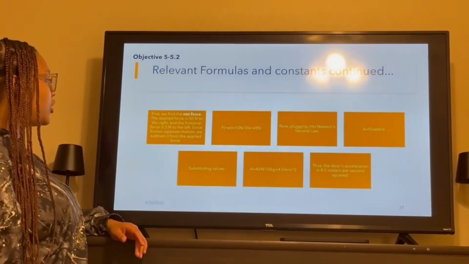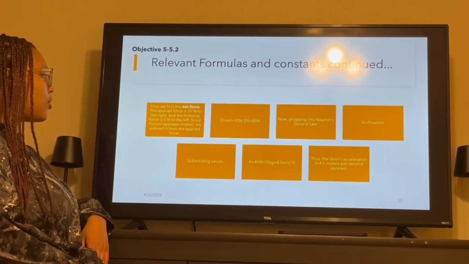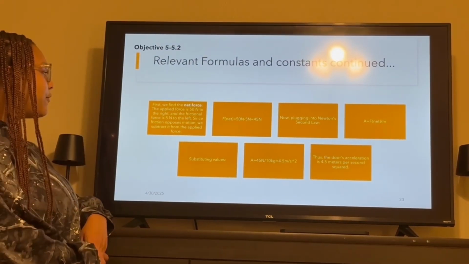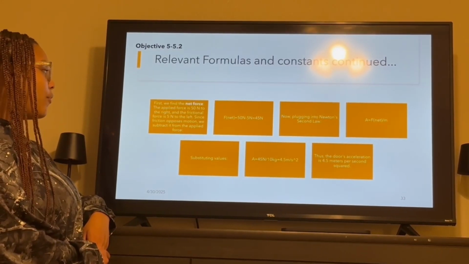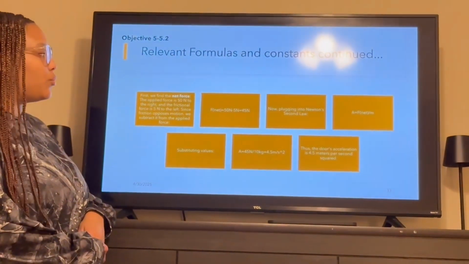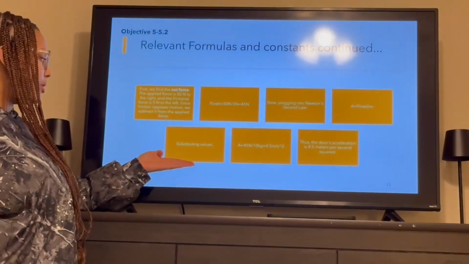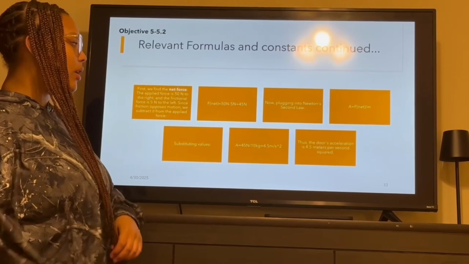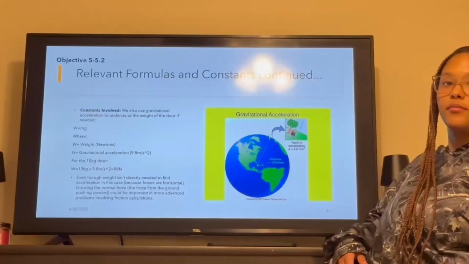Continue. First, we find the net force. The applied force is 50 newtons to the right, and the frictional force is 5 newtons to the left. Since friction opposes motion, we subtract it from the applied force. Now plug into Newton's second law. Substituting values, thus, the door acceleration is 4.5 meters per second squared.